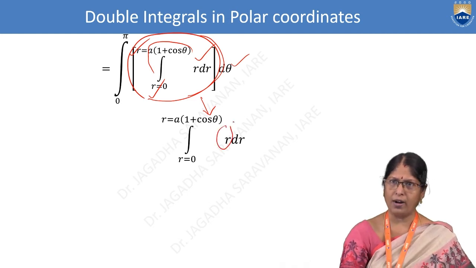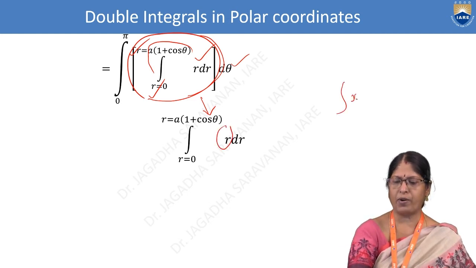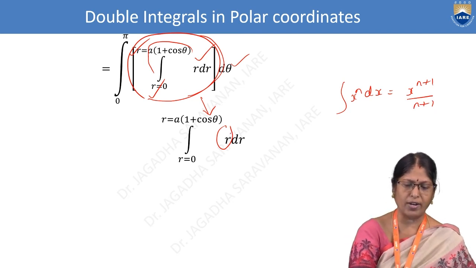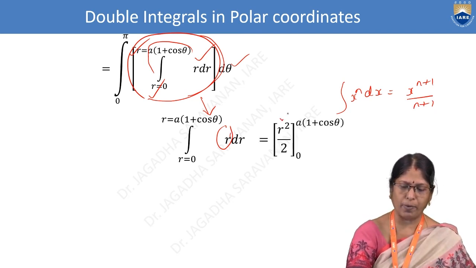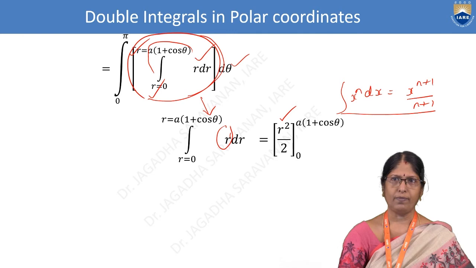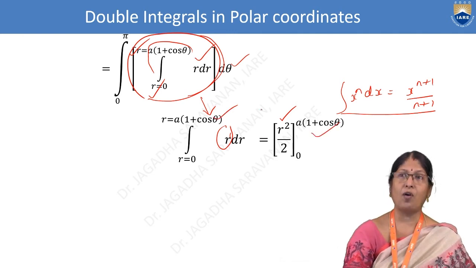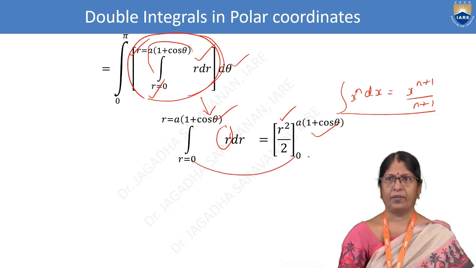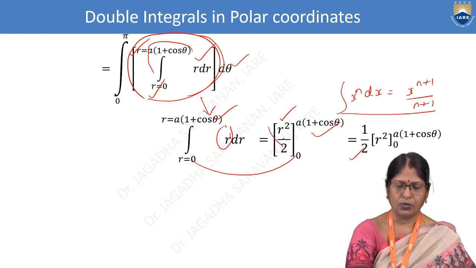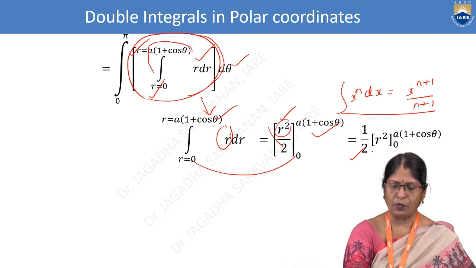Our function is r. We know the formula, the integral of x power n dx is nothing but x power n plus 1 by n plus 1. Here r power 1 is there, so r square by 2 after substituting in this integral formula. The upper limit is a of 1 plus cos theta. The lower one is 0. We have taken this constant 1 by 2 out, so we have to substitute only in the place of r square. So we have kept it here.